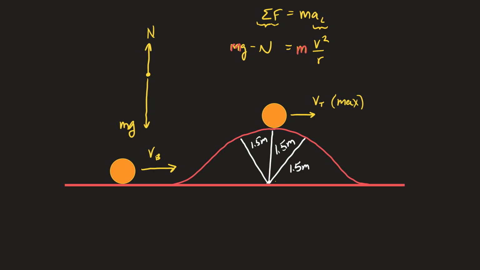How about G? Does G have anything to do with how fast it's going? No. Will G change if the object goes faster? Okay. How about the normal force? Will the normal force have anything to do with how fast it's going?